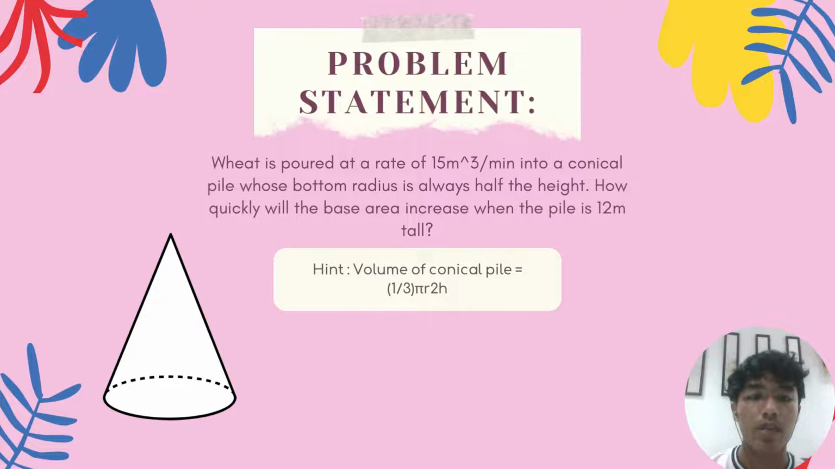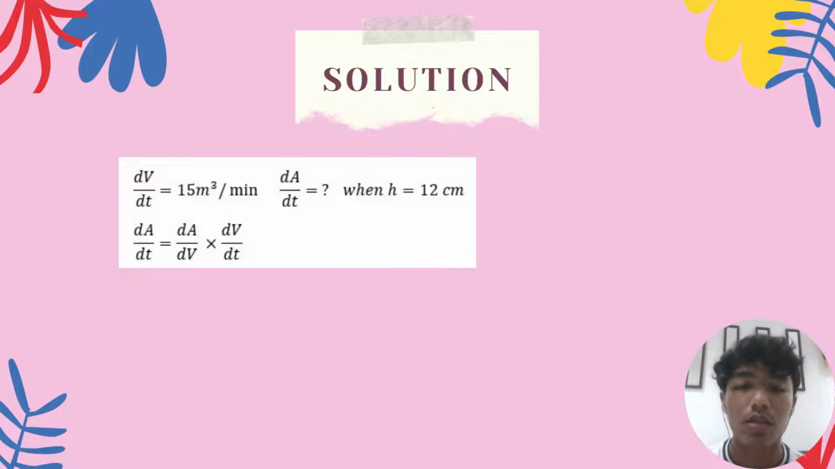Problem statement: Wheat is poured at a rate of 15 centimeter cubed per minute into a conical pile whose bottom radius is always half the height. How quickly will the base area increase when the pile is 12 centimeters tall? Hint: volume of a conical pile is equal to 1/3 pi r squared h. So, from the question, the value given is dV/dt equal to 15 centimeter cubed per minute. We need to find dA/dt when h is equal to 12 centimeters.